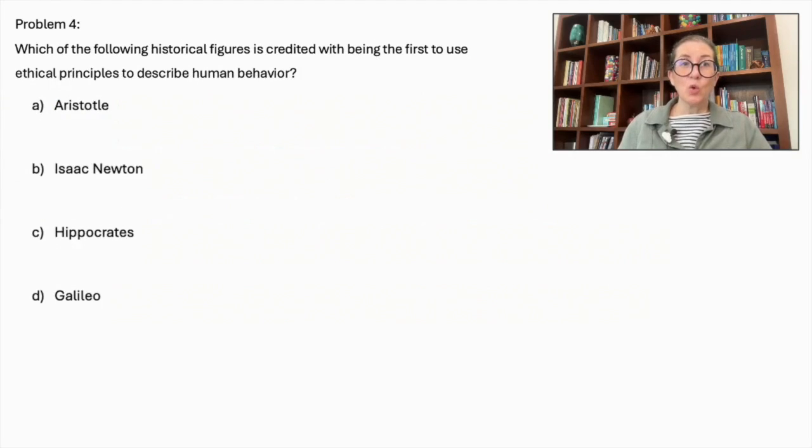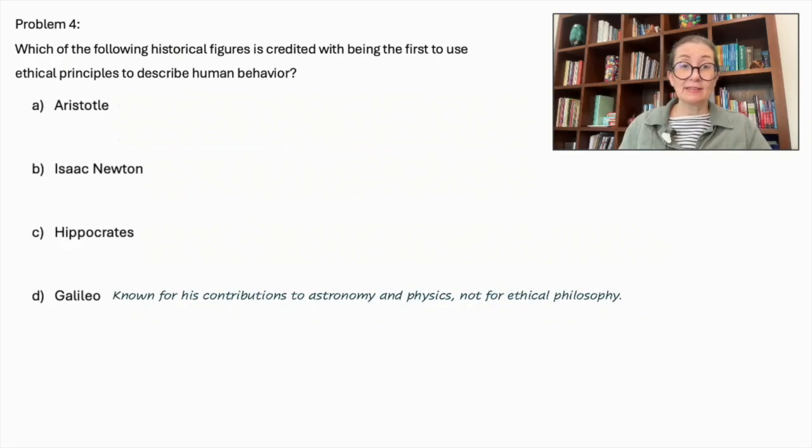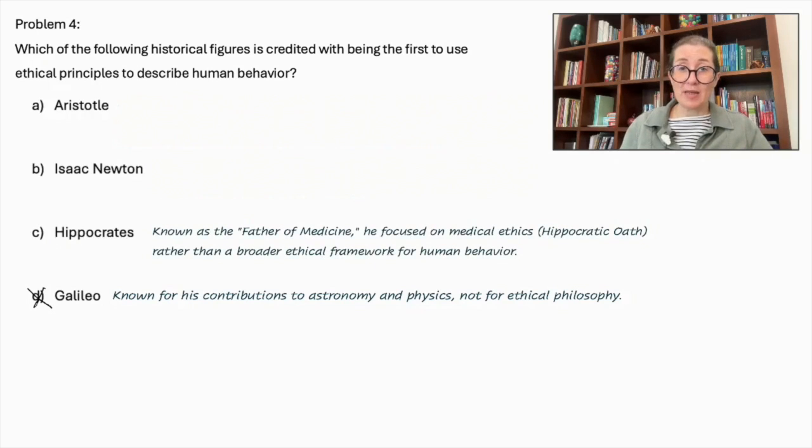Problem number 4. Which of the following historical figures is credited with being the first to use ethical principles to describe human behavior? Aristotle, Isaac Newton, Hippocrates, or Galileo? Galileo is known for his contributions to astronomy and physics, not for ethical philosophy, so we can cross that out. Hippocrates, he was known as the father of medicine. He focused on medical ethics, the Hippocratic Oath, rather than a broader ethical framework for human behavior, so that is incorrect as well.